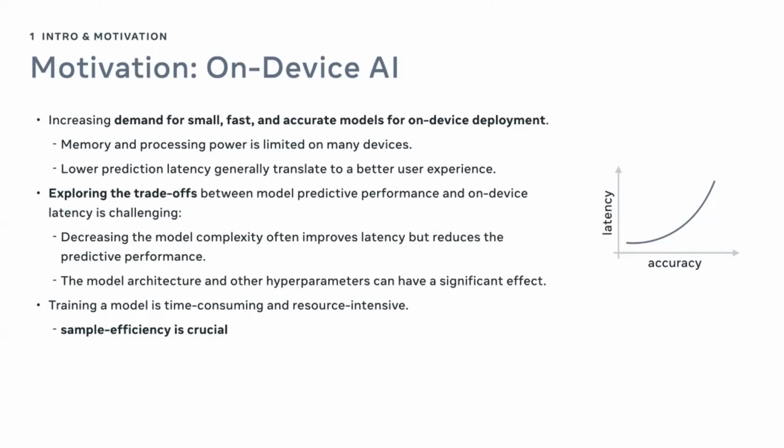So this is basically the setting that we're in. We want to explore this. These trade-offs are often non-trivial and reasonably complex and need to be determined experimentally. And training these models is time-consuming and resource-intensive. So sample efficiency is crucial here.